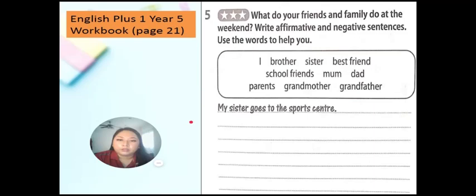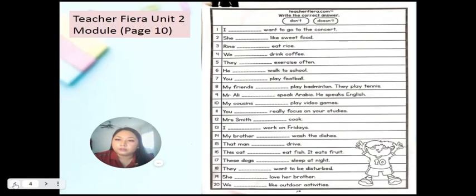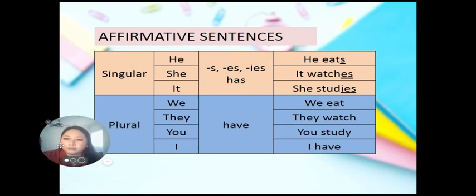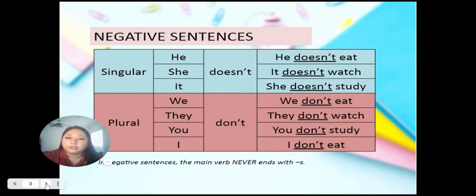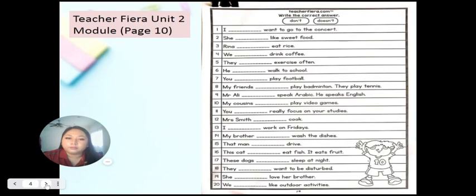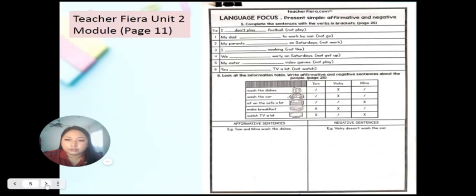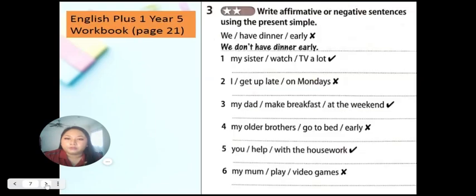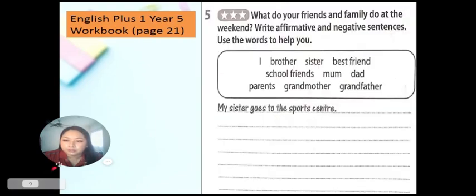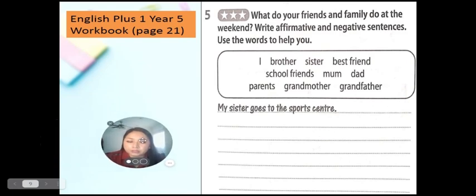Okay, so I think that's all for this week's exercise. So make sure you read carefully, read the notes again. Okay, read the notes again, affirmative and negative, and then complete the exercises one by one. If you are not sure, you still have questions, you still not sure what to do, you can text me.